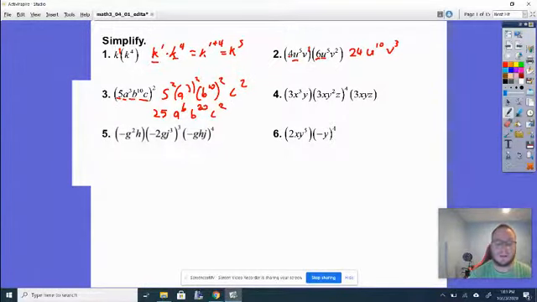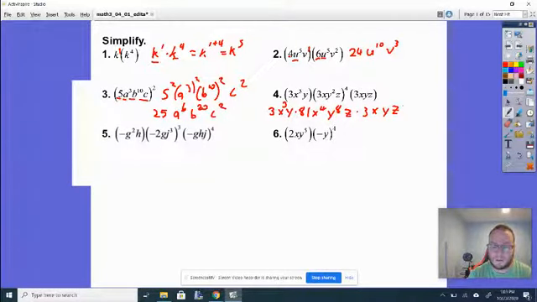Okay, the next one just combines the two. So I'm going to have 3xy, 3 to the 4th is going to be 81, x to the 4th, okay, power rule here, 2 times 4 is going to be 8, z times 3xyz.